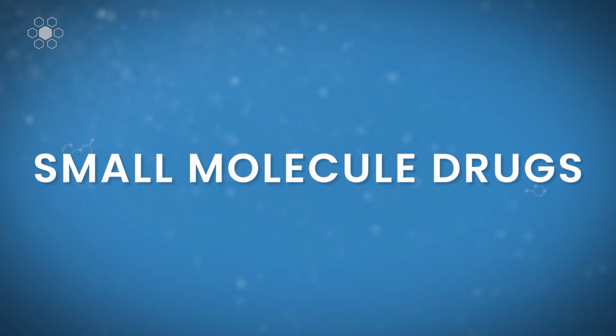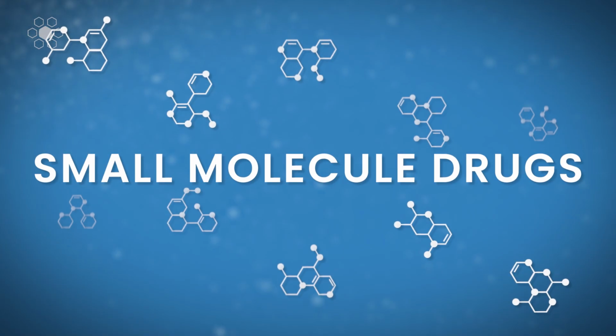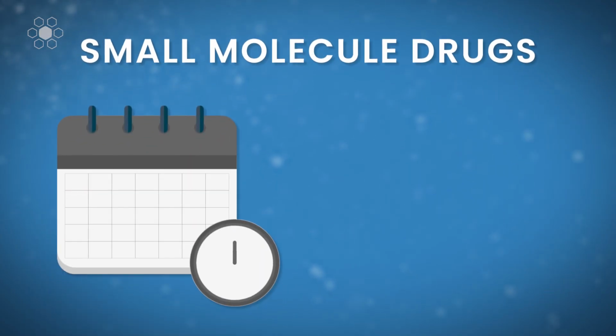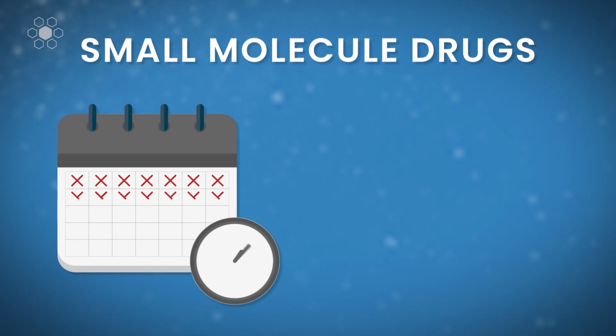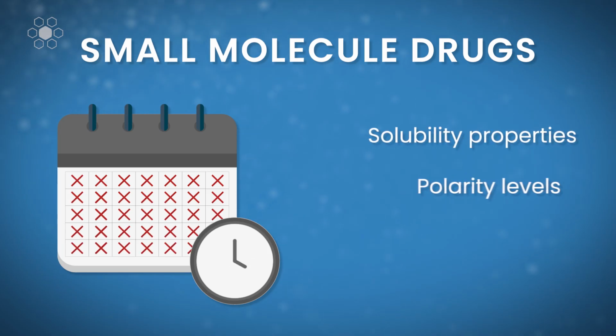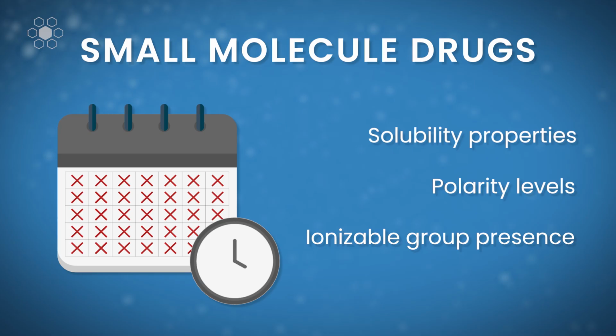Small molecules require different development timelines depending on their molecular characteristics. The development process for molecules takes anywhere from hours to weeks based on their solubility properties, polarity levels, and ionizable group presence.